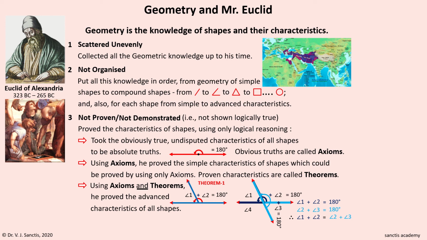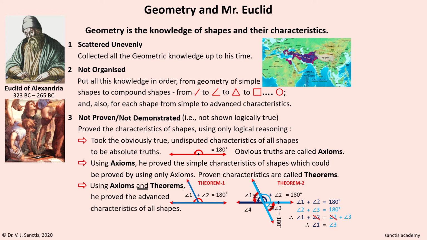And if from both sides we remove the common angle 2, we are left with angle 1 is equal to angle 3. That is, the vertically opposite angles are equal. And we have just proved the second characteristic of straight lines by using the 180 degree axiom and theorem 1. This proven characteristic is called theorem 2.